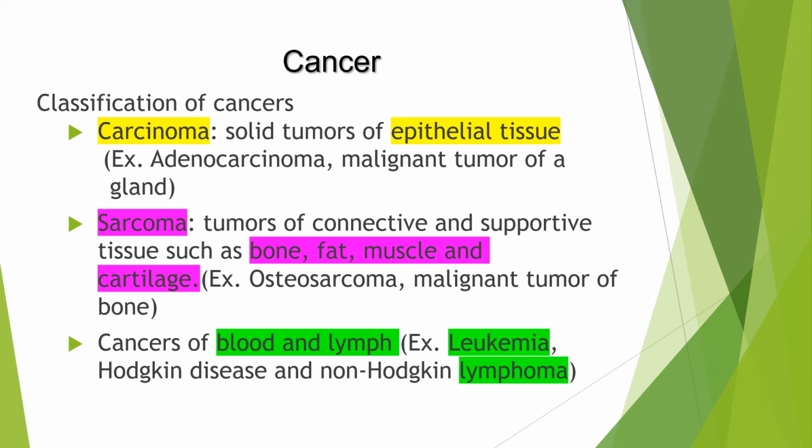Cancers of blood and lymph have their differences. We mentioned earlier in this semester that anemia is your link to blood, so cancer in the blood is also known as leukemia. An example of cancer in the lymph system would be Hodgkin's disease or non-Hodgkin lymphoma.